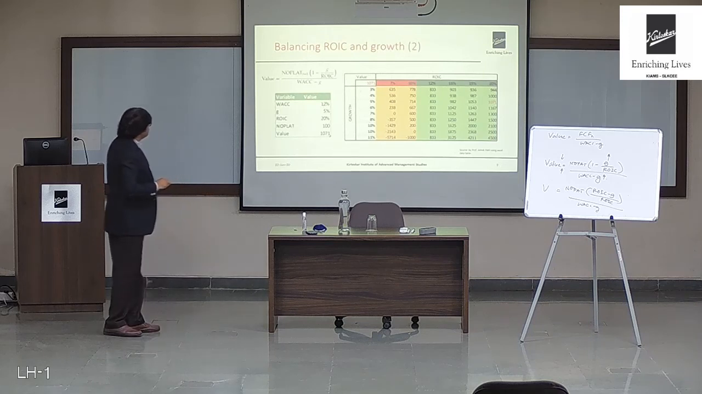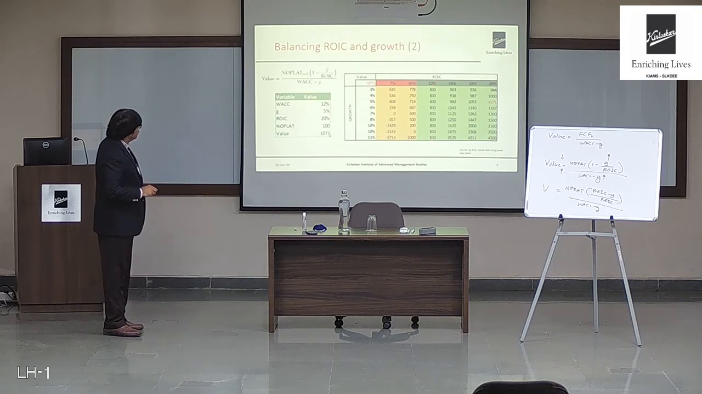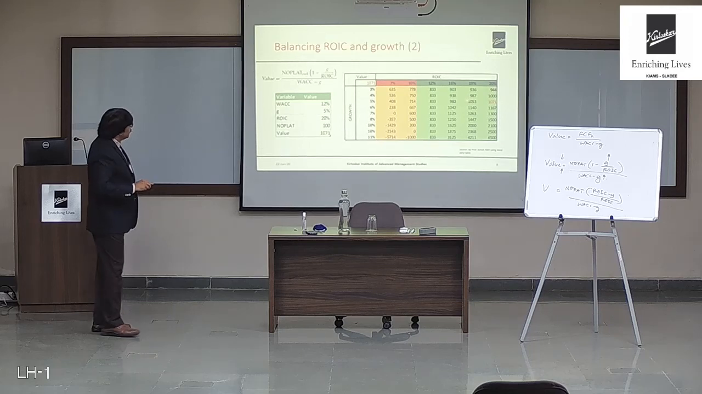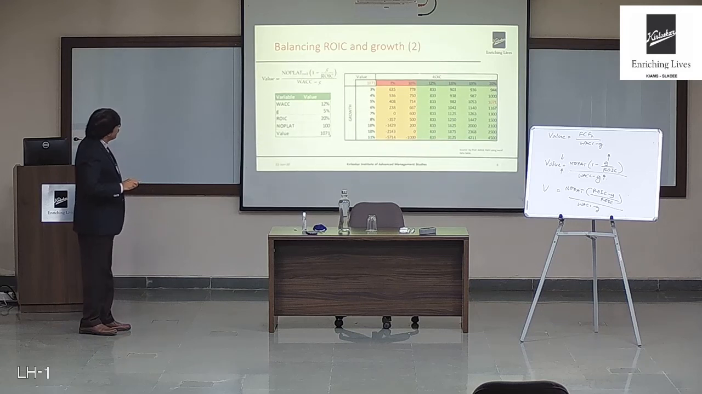So you can see that the same formula, if ROIC is 20%, and WACC 12%, irrespective of whatever the growth is, 3, 4, 5, 6, 7, 8, 9, and so on and so forth, the value of the company remains the same. That means when ROIC is equal to WACC, you can see it from here also, both of them are the same. The growth doesn't matter, value remains the same.